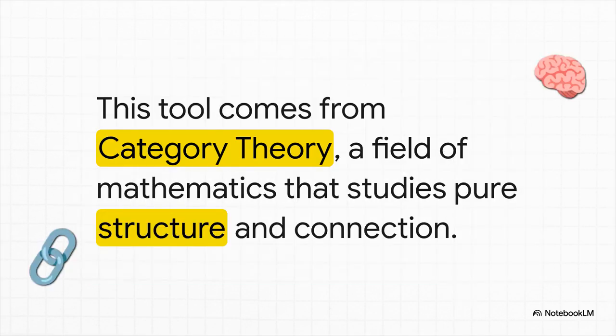And this amazing tool comes from a really fascinating field of pure math called category theory. The best way to think about category theory is that it's the study of pure structure, like literally the study of blueprints. It doesn't care if a building is made of wood or steel or bricks. It only cares about the structure and how all the different pieces connect to each other. And that focus on connection, that's the whole secret.